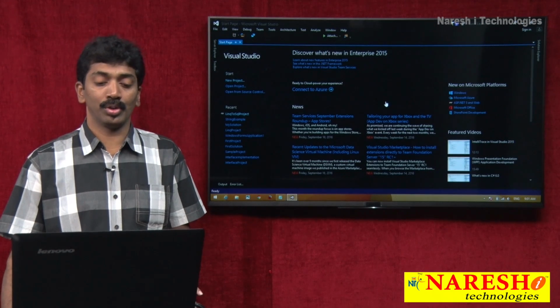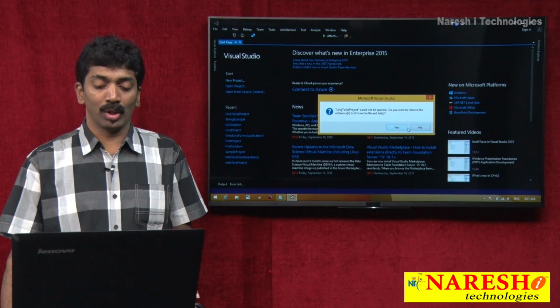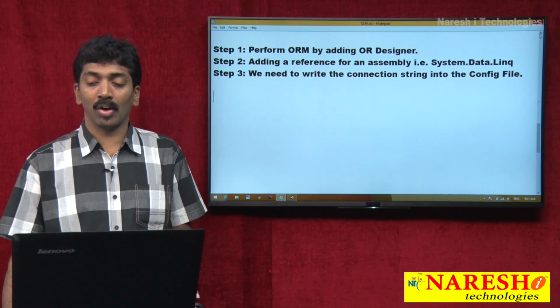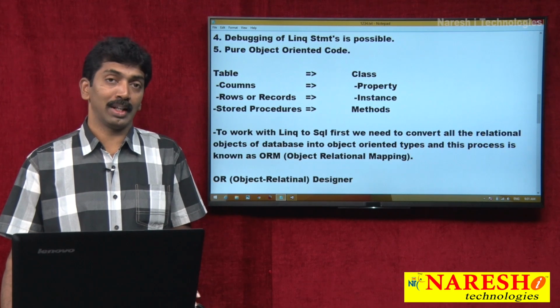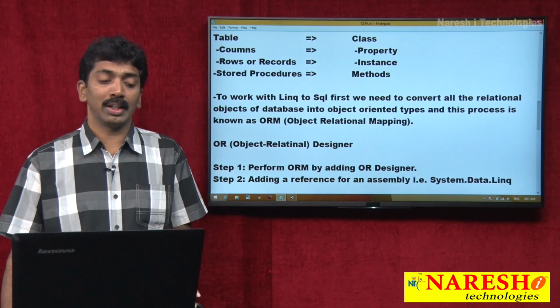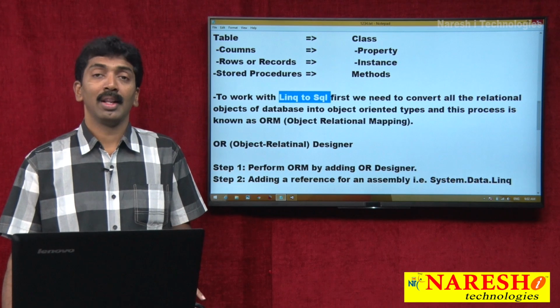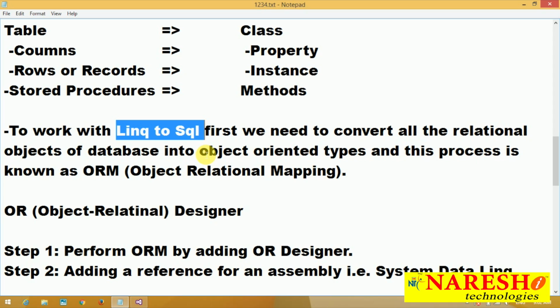Now in this video I just wanted to show you how to work with Linq to SQL. Remember, if you want to work with Linq to SQL, the very important thing to remember is to convert all the relational types into object-oriented types. Last day we talked about it. Here a table is a class, a column is a property, rows or records are instances, and stored procedures are methods. So the important thing to remember to work with Linq to SQL is, first, we need to convert all the relational objects of the database into object-oriented types.